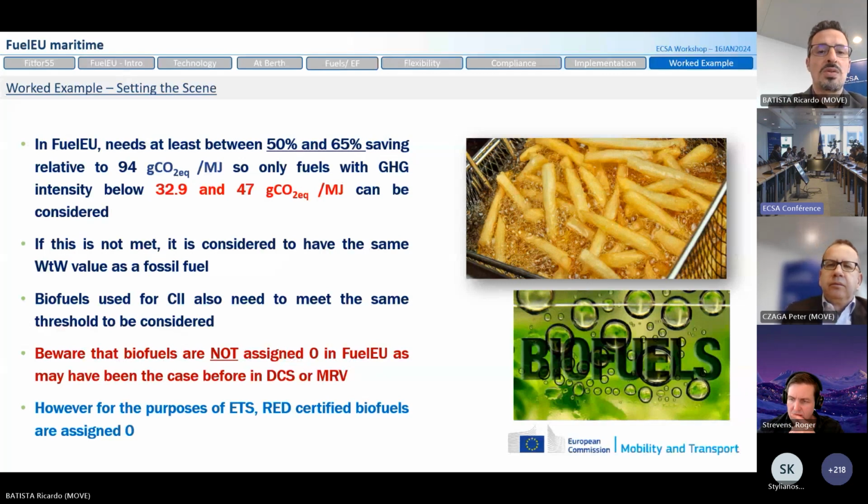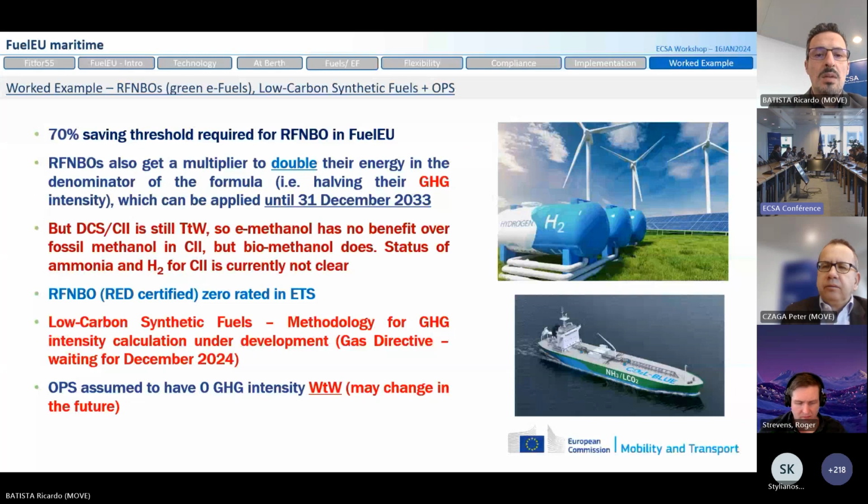As far as RFNBOs are concerned, or even low carbon synthetic fuels and OPS, this slide highlights the 70% saving threshold in terms of greenhouse gas intensity, which stems from the RED certification framework. In FuelEU, as Peter already presented in his initial slides, the energy from RFNBOs until the end of 2033 will count twice. So this means halving the greenhouse gas intensity that you calculate when using such fuels.